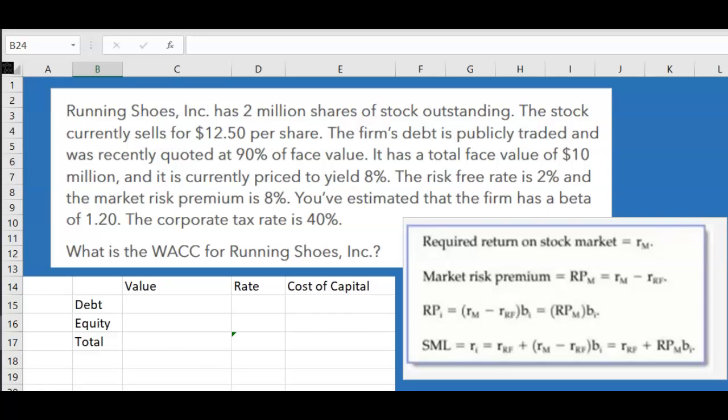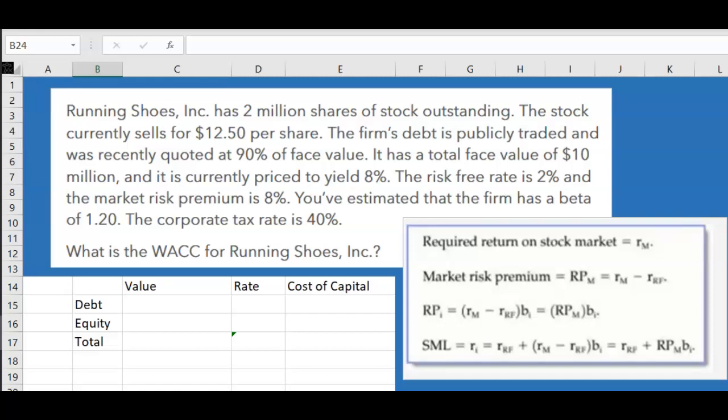Running Shoes has 2 million shares of stock outstanding. The stock currently sells for $12.50 per share. The firm's debt is publicly traded and was recently quoted at 90% of face value. It has a total face value of $10 million, and it is currently priced to yield 8%.